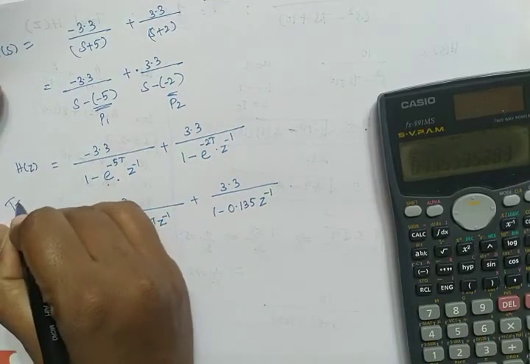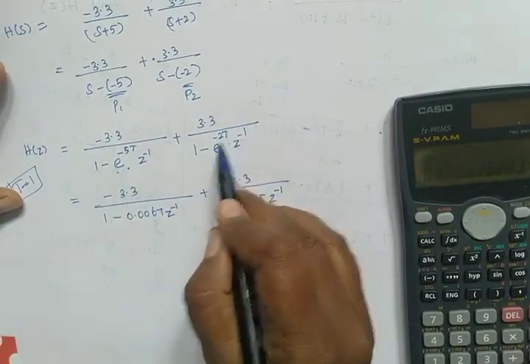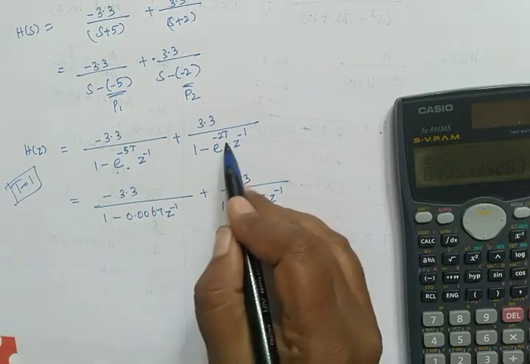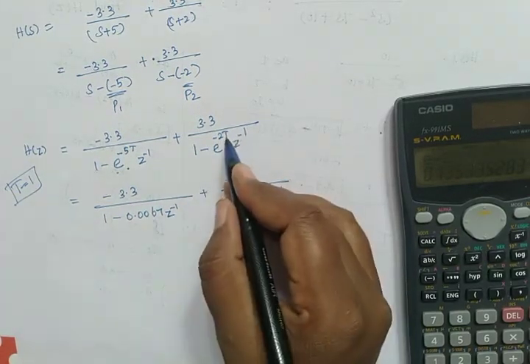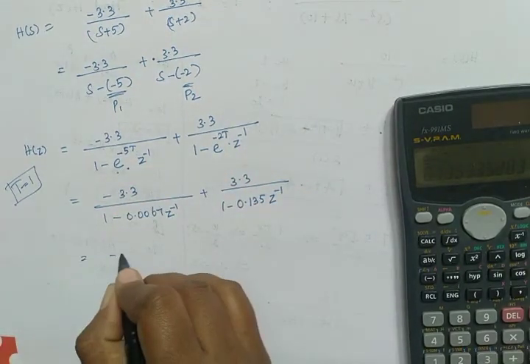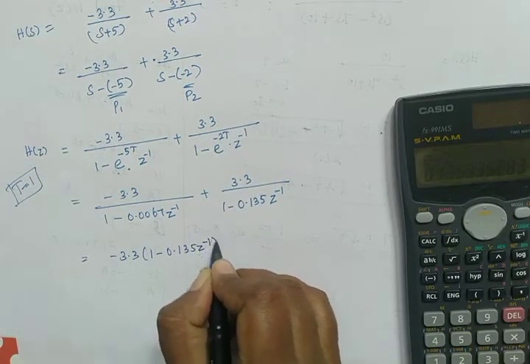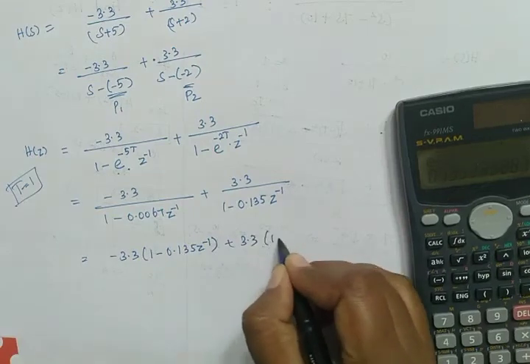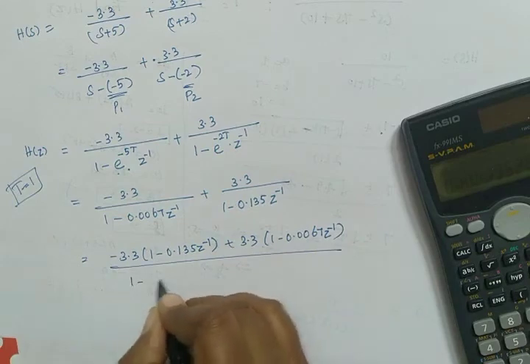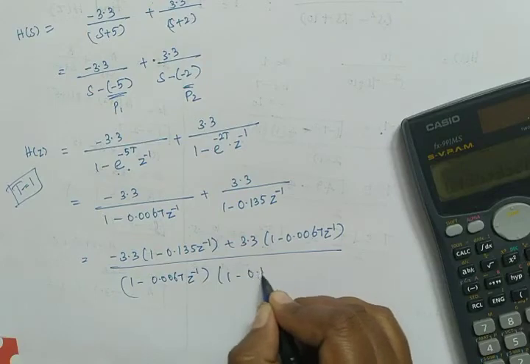We know t is equal to 1. So already we have written in the question t is equal to 1, so we have multiplied 5 into 1, 2 into t. If we have 0.1 for t, then we have to multiply 5 into 0.1, 2 into 0.1. But since t is equal to 1, it is understood 2 into 1, 5 into 1. So it is equal to, now cross multiply, that is minus 3.3 into 1 minus 0.135 z inverse plus 3.3 into 1 minus 0.0067 z inverse, the whole divided by 1 minus 0.0067 z inverse into 1 minus 0.135 z inverse.